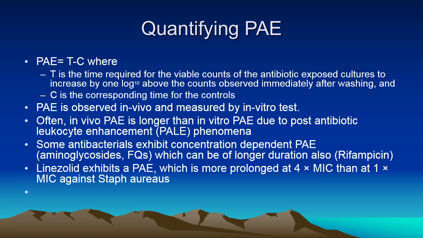Now, how do we quantify PAE? A standard term is T minus C, where T is the time required for the viable counts of the antibiotic-exposed cultures to increase by 1 log10 above the counts observed immediately after washing, and C is the corresponding time for the controls. So T minus C time is the PAE. PAE is observed both in vivo and in vitro.